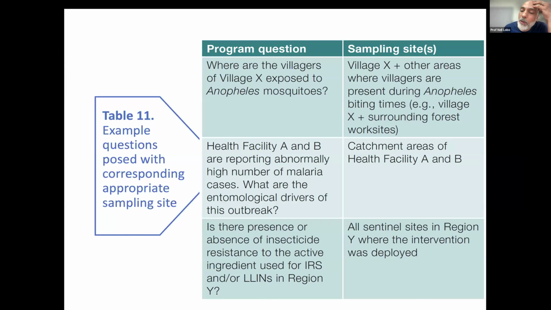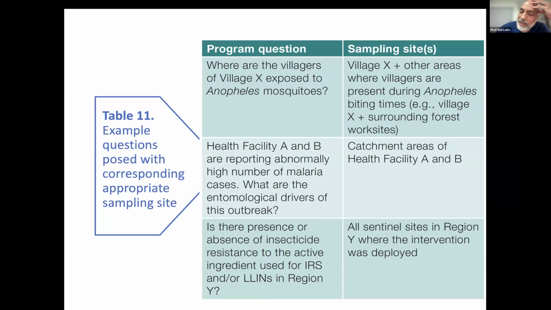What I would do is probably go to those health facilities and look at the health records and see which villages have, or which areas, or which the localities have more cases coming from, and then select those areas as my sampling site. Yeah. Let's say the third question is there the presence or absence of insecticide resistance that is being used for IRS or bed nets or whatever intervention you're using in a specific areas? So I would probably go to those specific areas and collect data from there, right? Because I want to know if there's insecticide resistance in those areas.